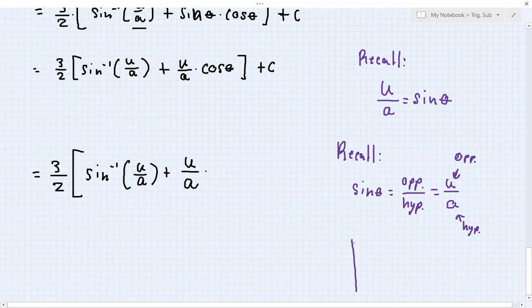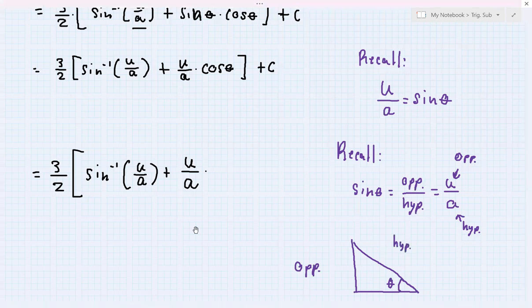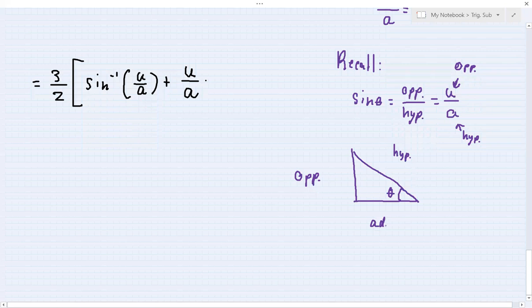So, let me draw a triangle for you. Ayan siya. And then yung angle. So, again, yung U daw ay nasa opposite. So, ito yung nasa opposite, di ba? Opposite yan. Tapos ito yung nasa hypotenuse. Then, yung dulo, ito yung nasa adjacent. Adjacent.